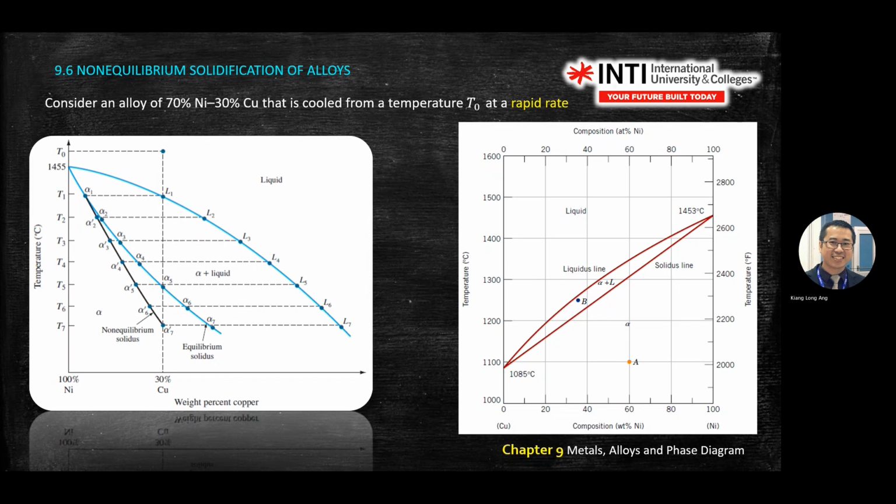Everything is almost the same. Only now, in this session, you'll see a new line appear on the phase diagram, which is the black line.